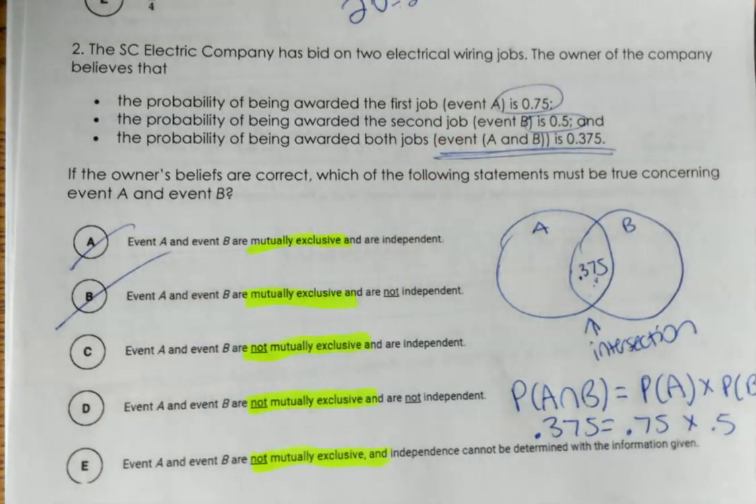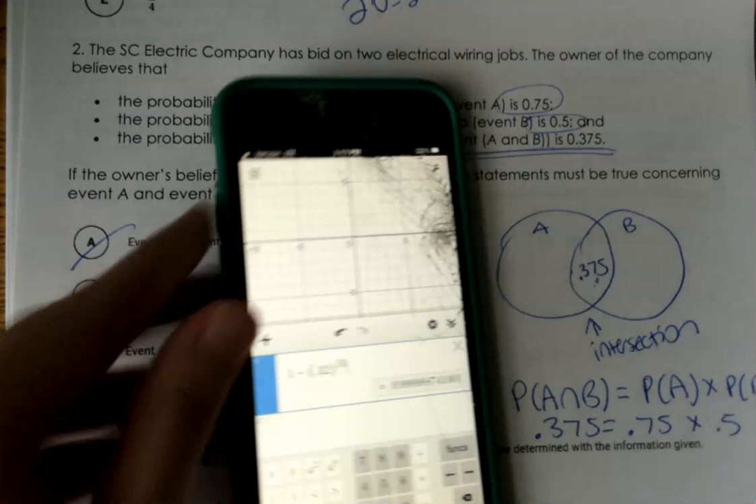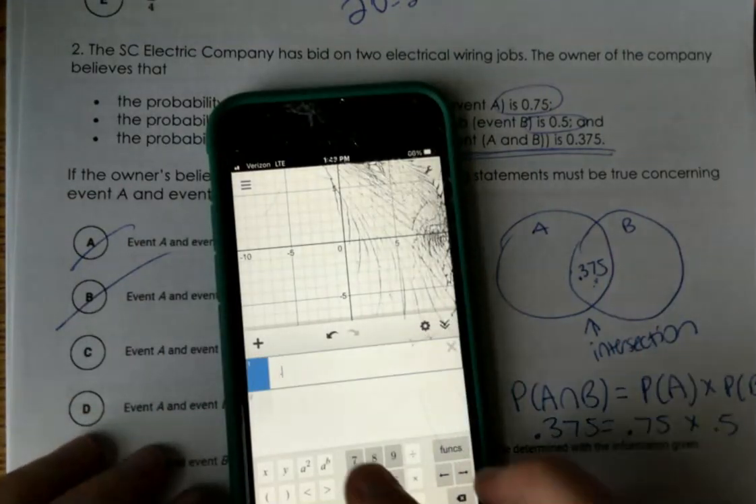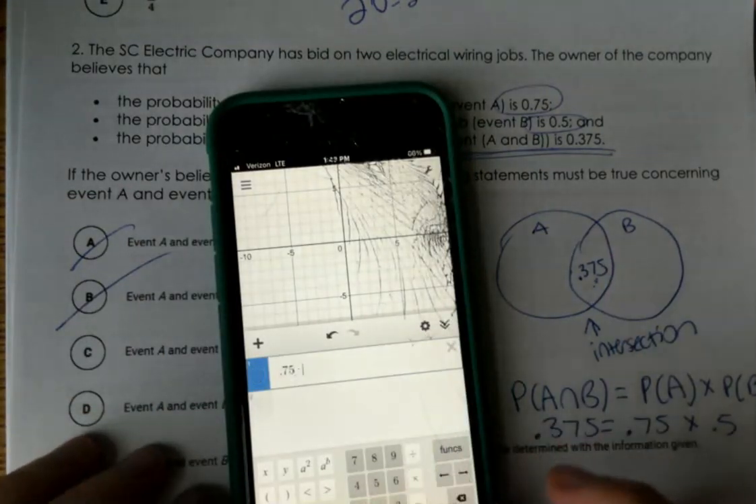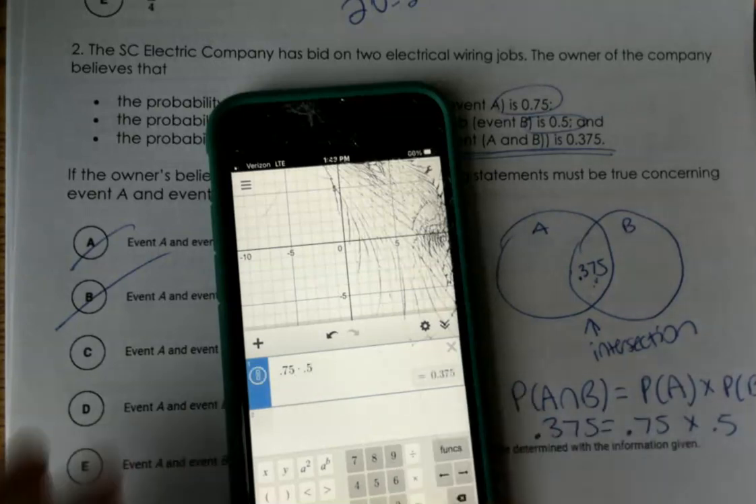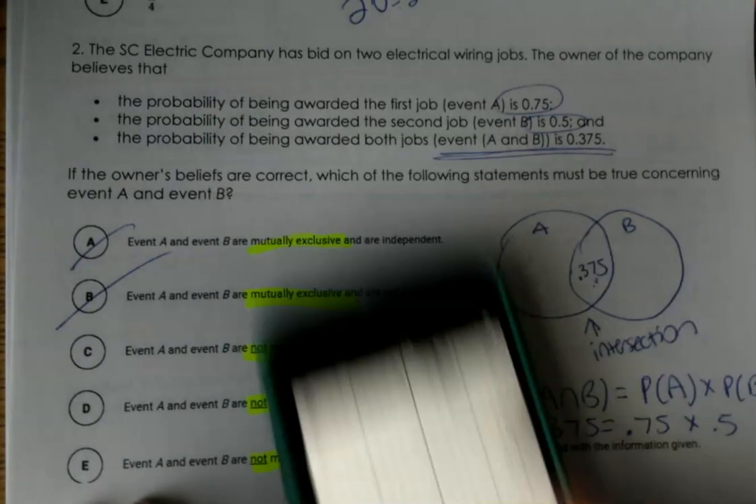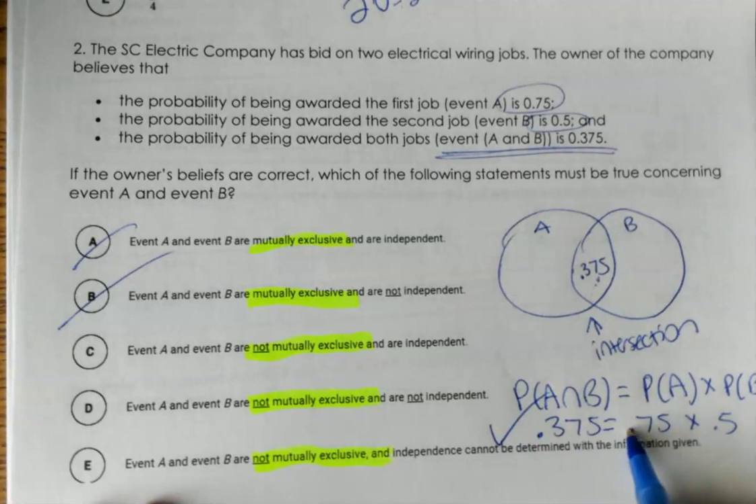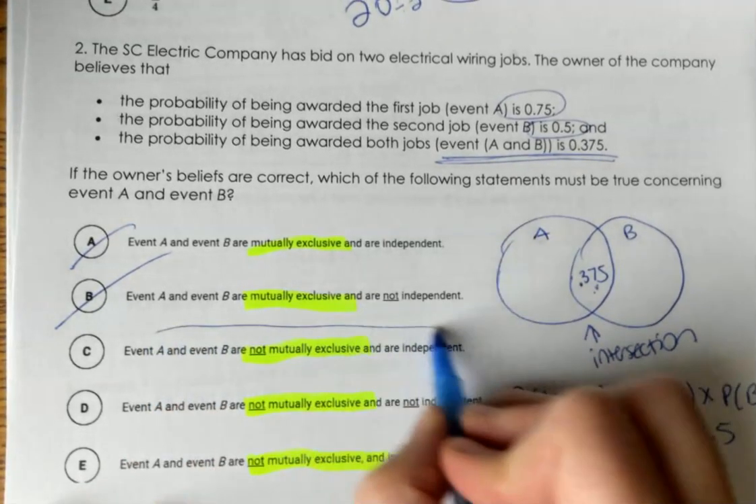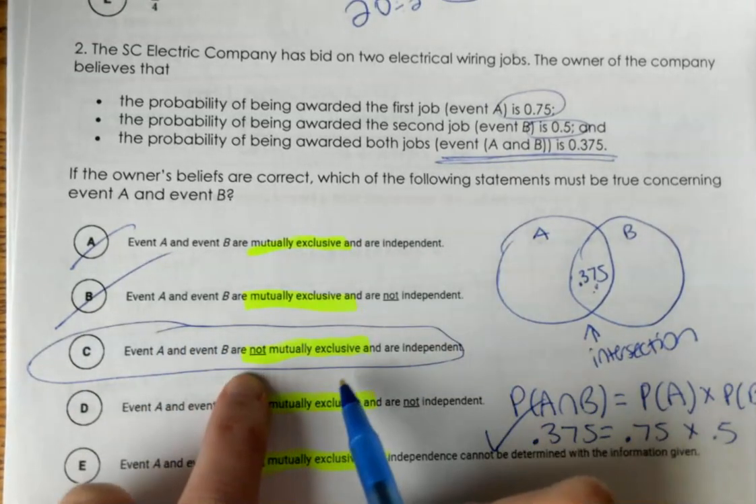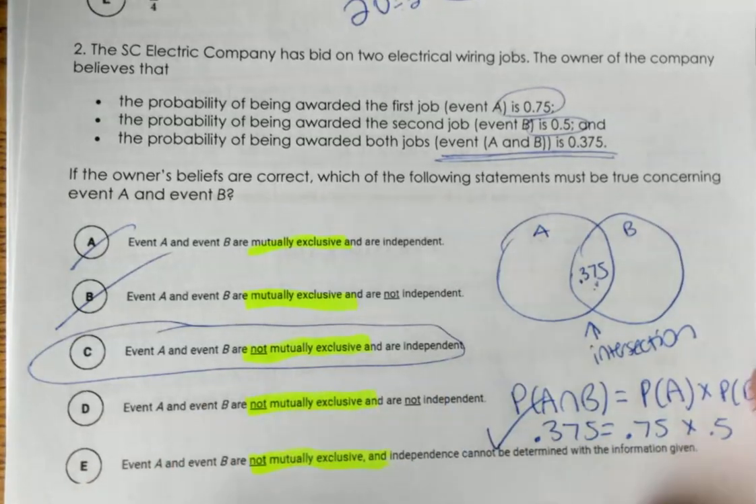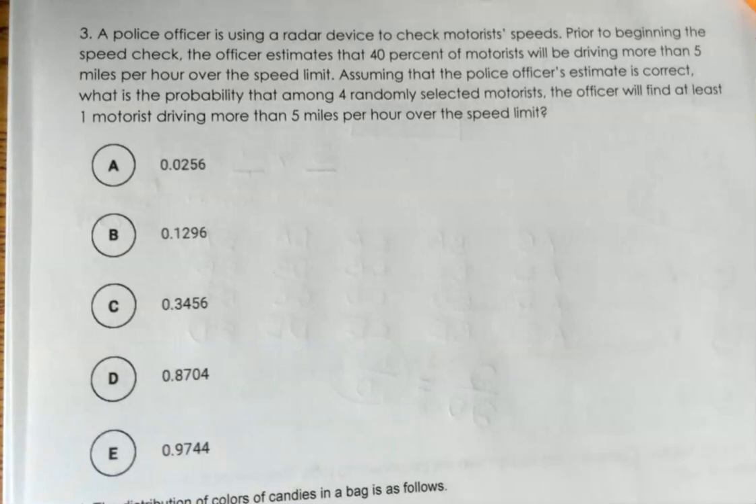If it is, then I know that they're independent. 0.75 times 0.5. It's going to give me 0.375. So yep, that independent multiplication rule works, so I know they are independent, so C is my answer here. They're not mutually exclusive, but they are independent. Alright, go ahead, pause the video and attempt this one.